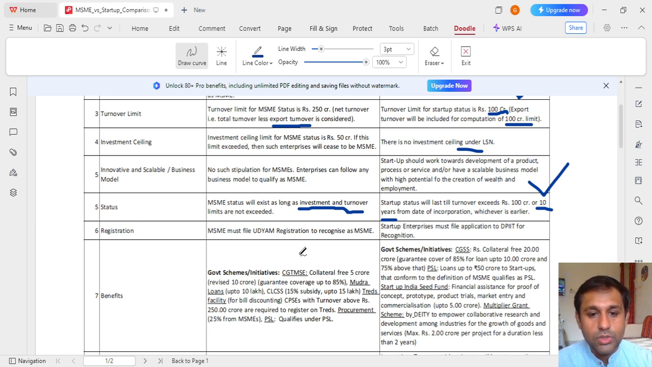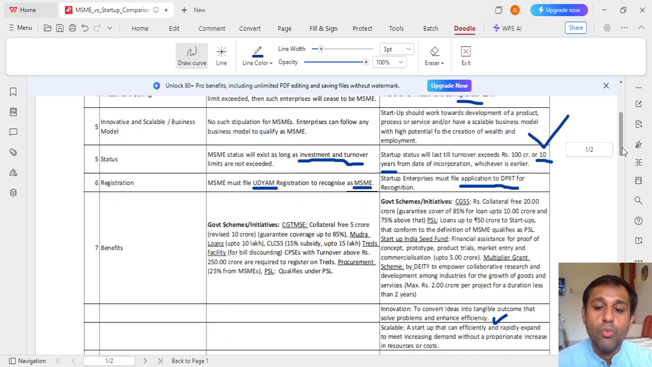Registration: it was earlier discussed that MSME is registered under the MSMED Act. However, you need to provide the registration that is called Udyam registration. Whereas in the case of startup, you need to file an application to DPIIT for recognition as a startup.